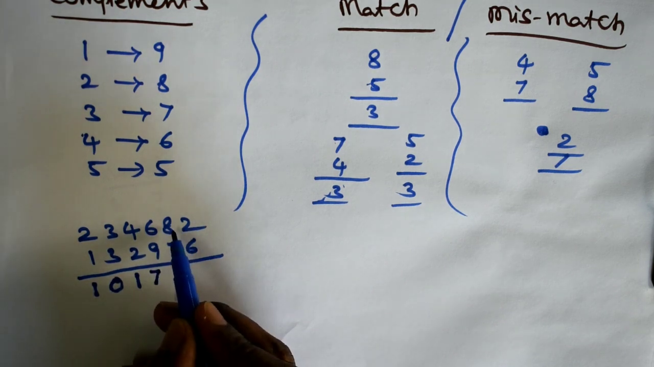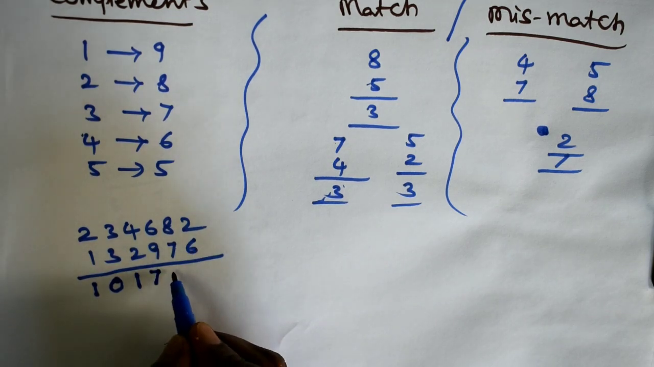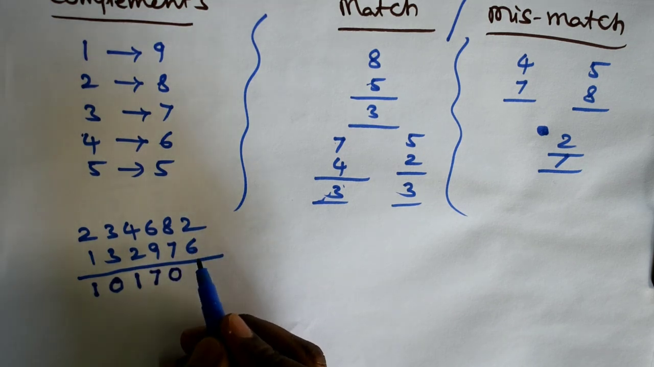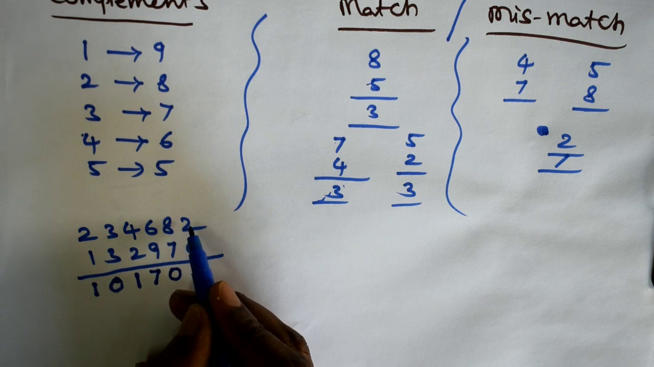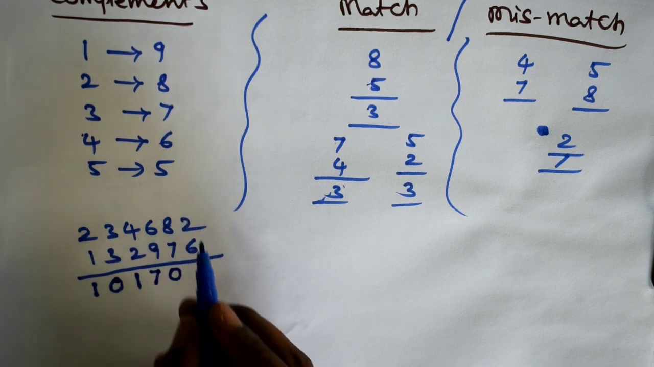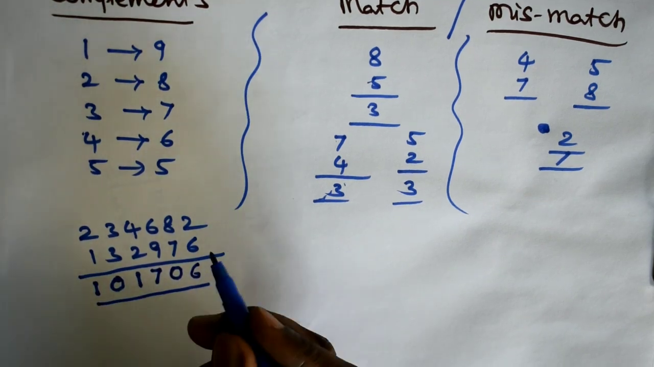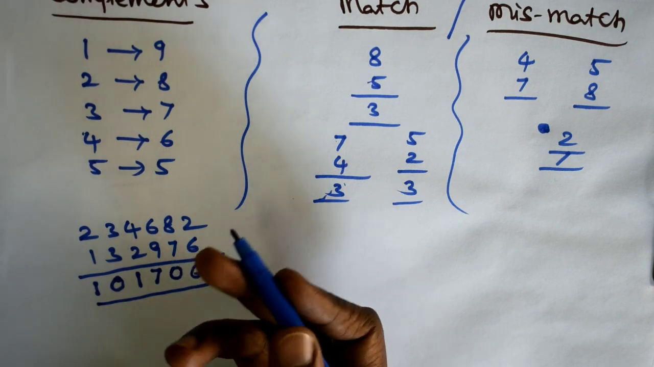Next, 8 minus 7. 8 minus 7 is 1, and beside that a mismatch is there, so we reduce one and write 0. Next, 2 minus 6 is not possible, so 6 minus 2, that is 4. As it is a mismatch case, the complement of 4 is 6, so we write 6. If we practice some number of problems, it will be easy.